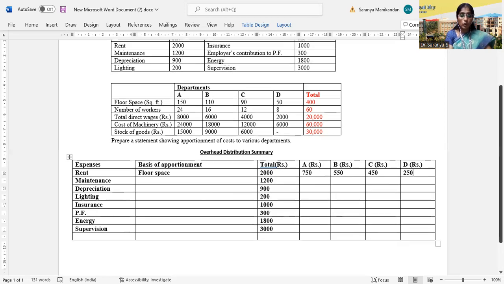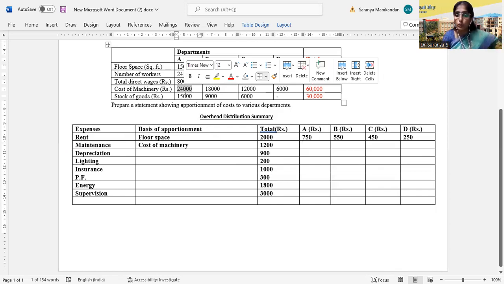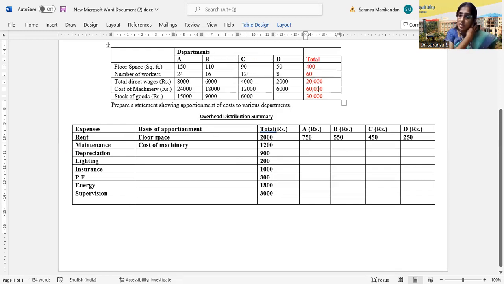Then moving on to the next expense, maintenance. The best basis out of those given in the question is cost of machinery. Depreciation, repairs and maintenance are usually apportioned on the basis of asset value. In this question, the asset is machinery, so we have taken the cost of machinery. We have 1200. So 1200 into, for A department, how much is it? 24,000. So 1200 into 24,000, and the total is 60,000. So how much will we get?